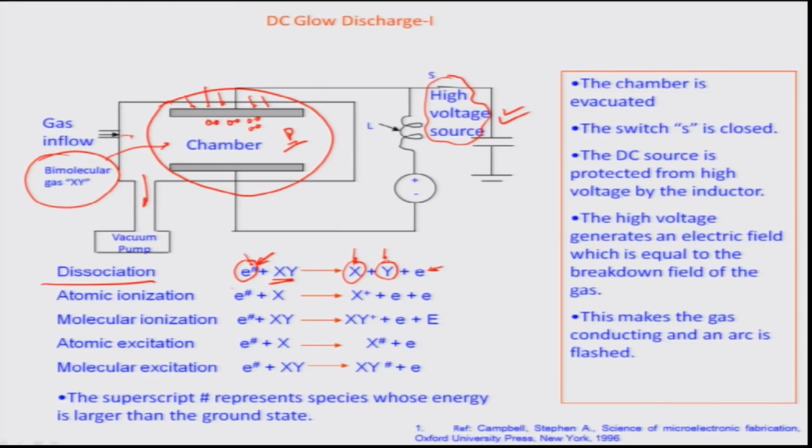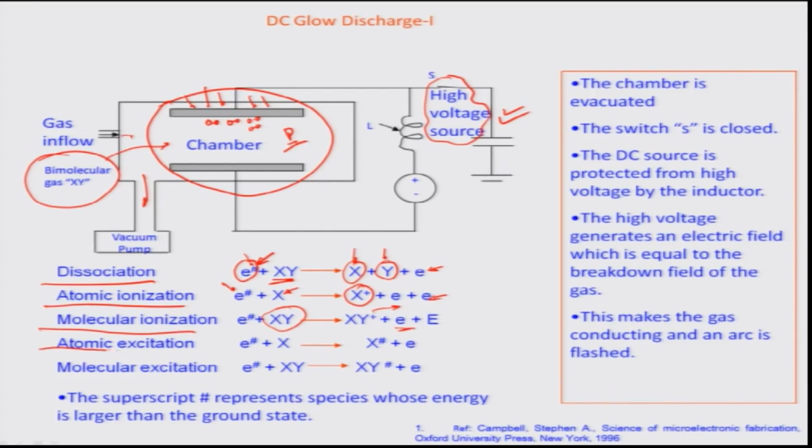Or there is a possibility that another such high energy electron can create atomic ionization by striking a free radical or a free atom and converting that into an ionic state and creating another electron. There is also a possibility of molecular level ionization, where the whole molecule is given a positive charge and an electron is emanated out of the molecule.